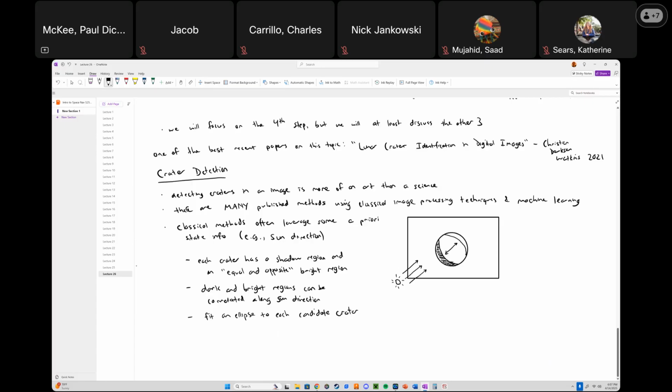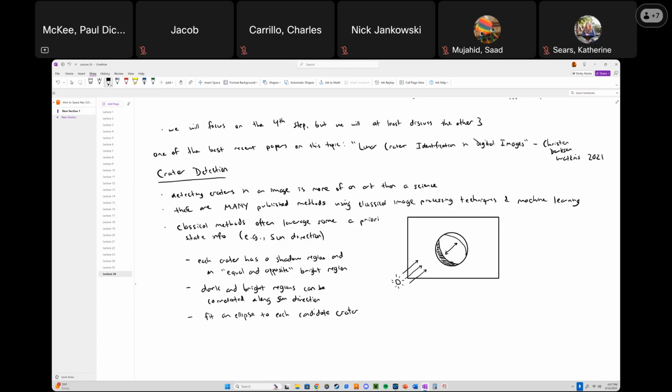Now, this type of thing means that you need to know the sun illumination direction beforehand. And if there are mistakes in your sun illumination direction, that's going to cascade to problems with your image processing. Also, there can be plenty of false positives and false negatives, right? So there are definitely still issues with this method.